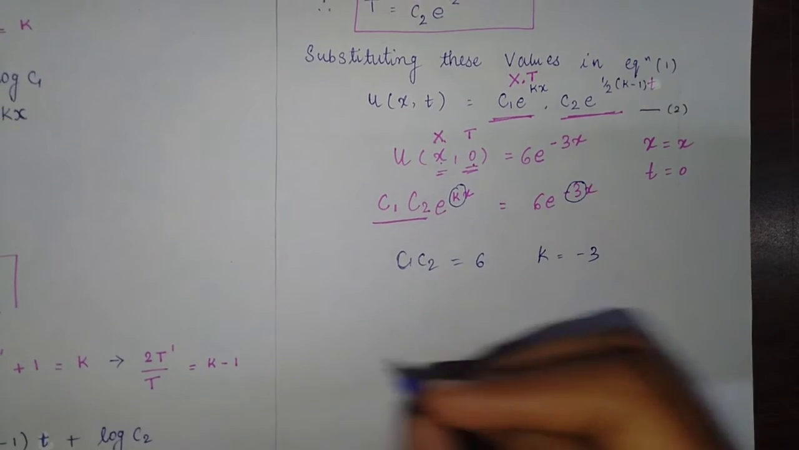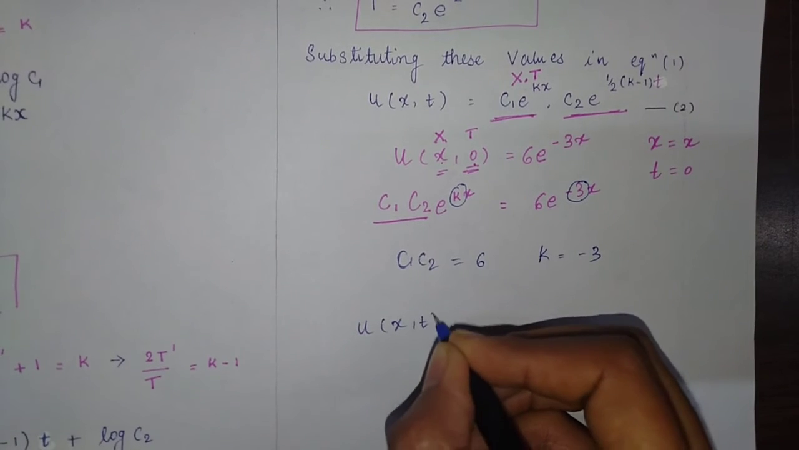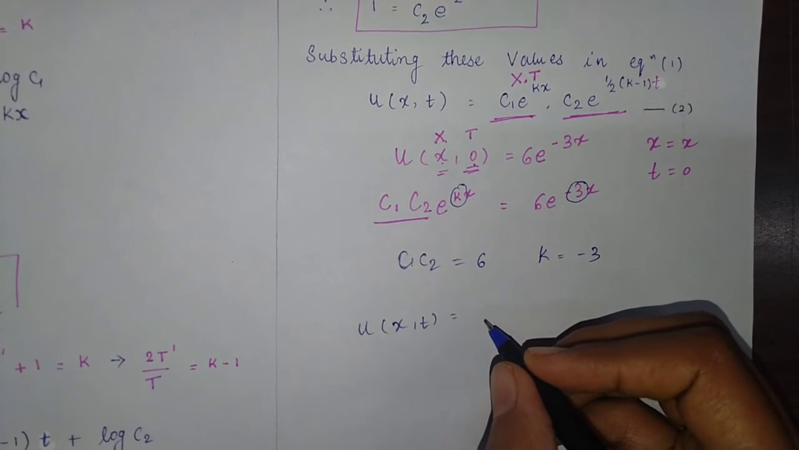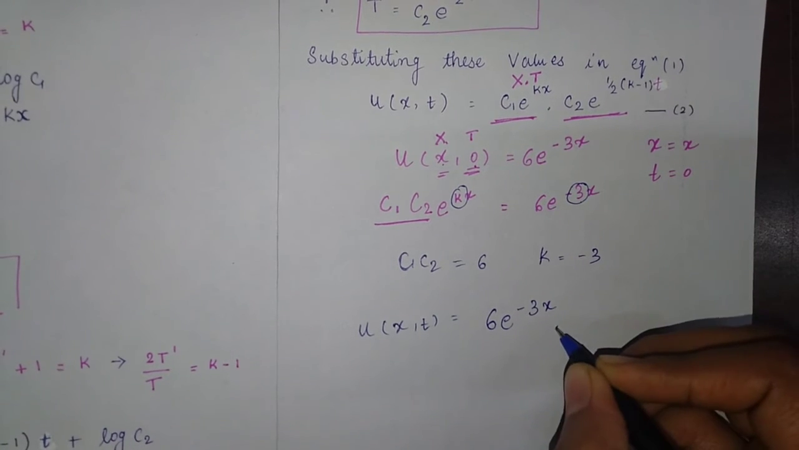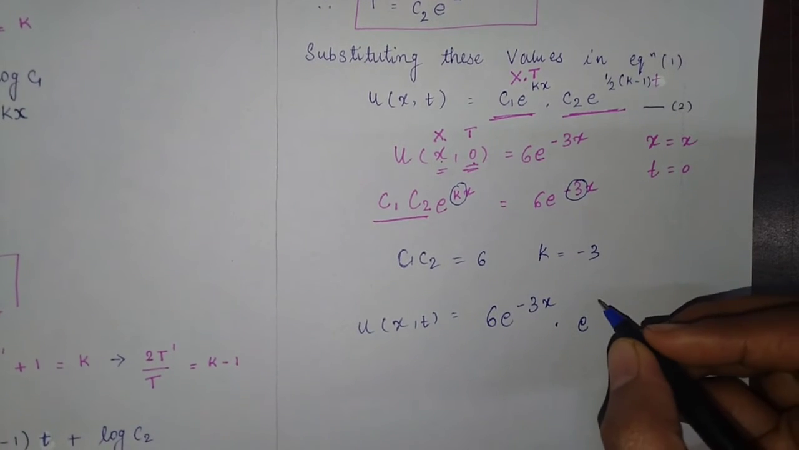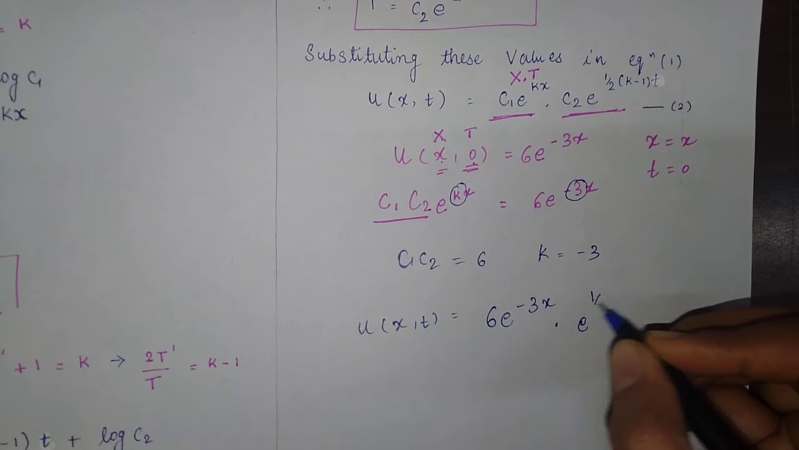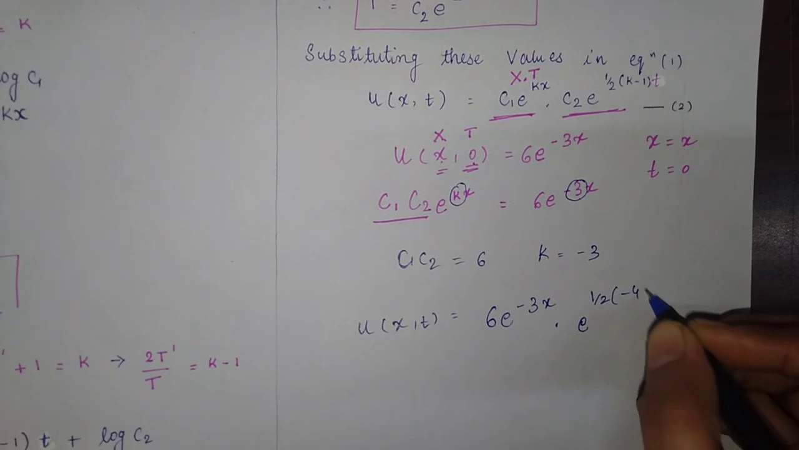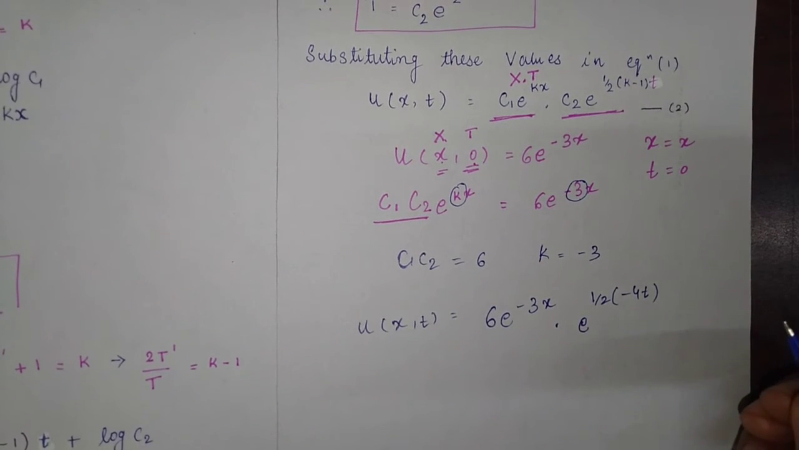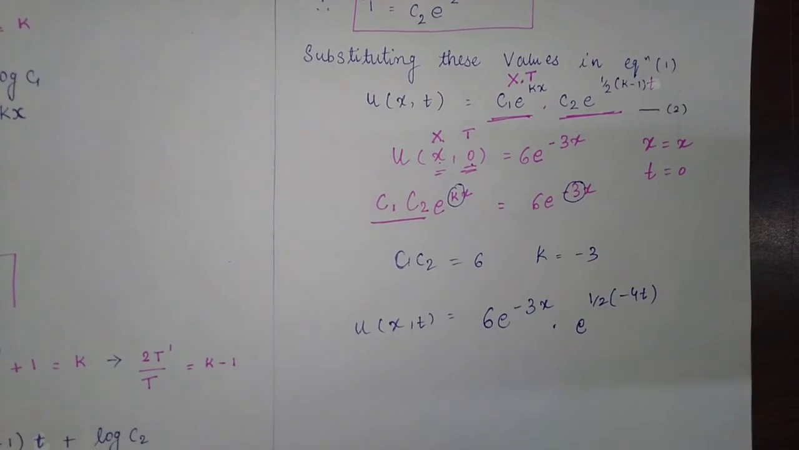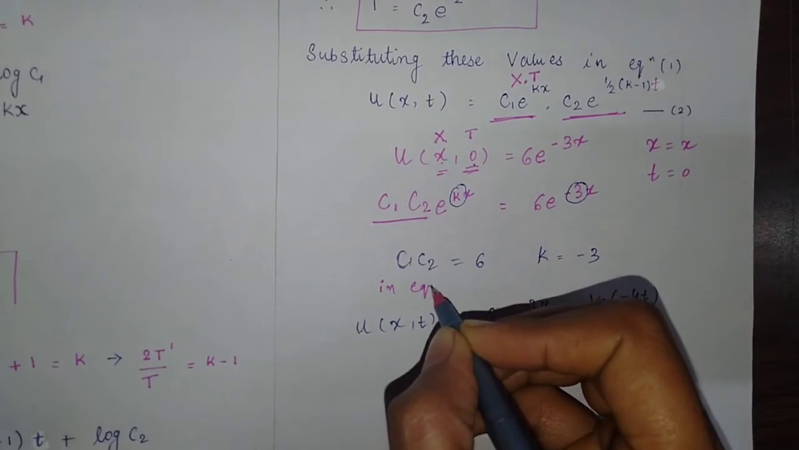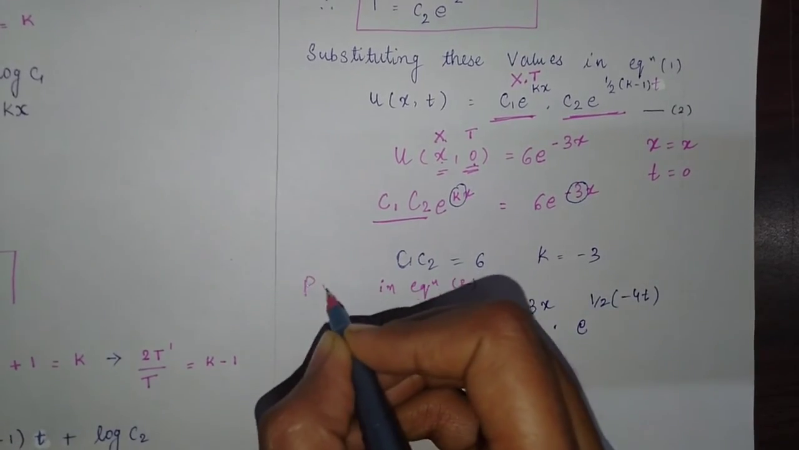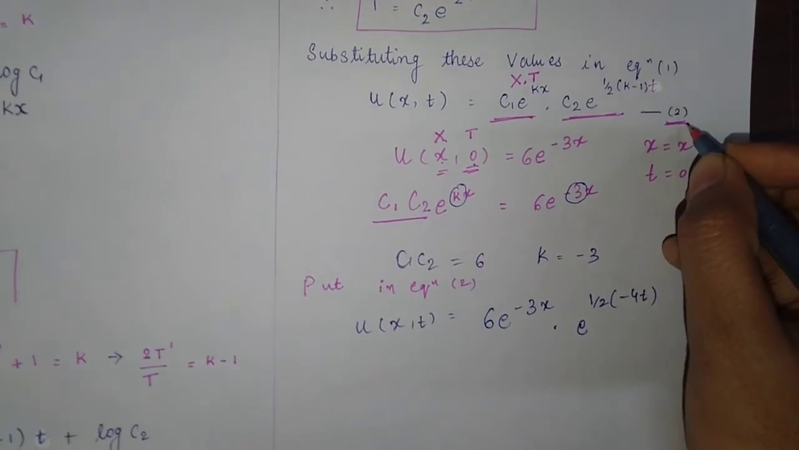So that is u of x comma t equal to 6 e raised to minus 3x into e raised to 1 by 2 into minus 4t. Okay, those values we have to substitute. We have to substitute these values in equation 2, that is in this equation.